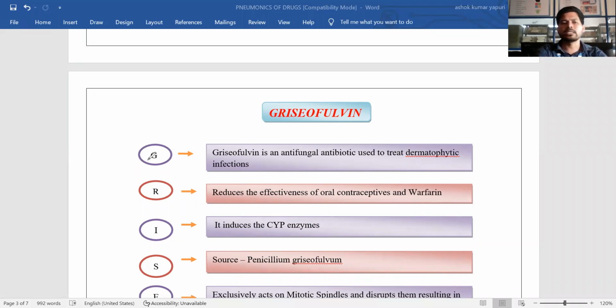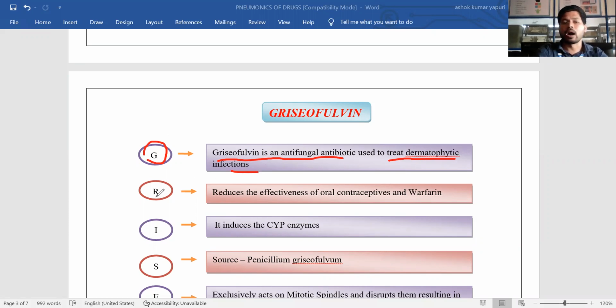So here the first letter is G. Regarding the first letter G, Griseofulvin is an antifungal antibiotic used to treat dermatophytic infections. As you all know, it is an antifungal drug. It is mainly useful for dermatophytic fungal infections.